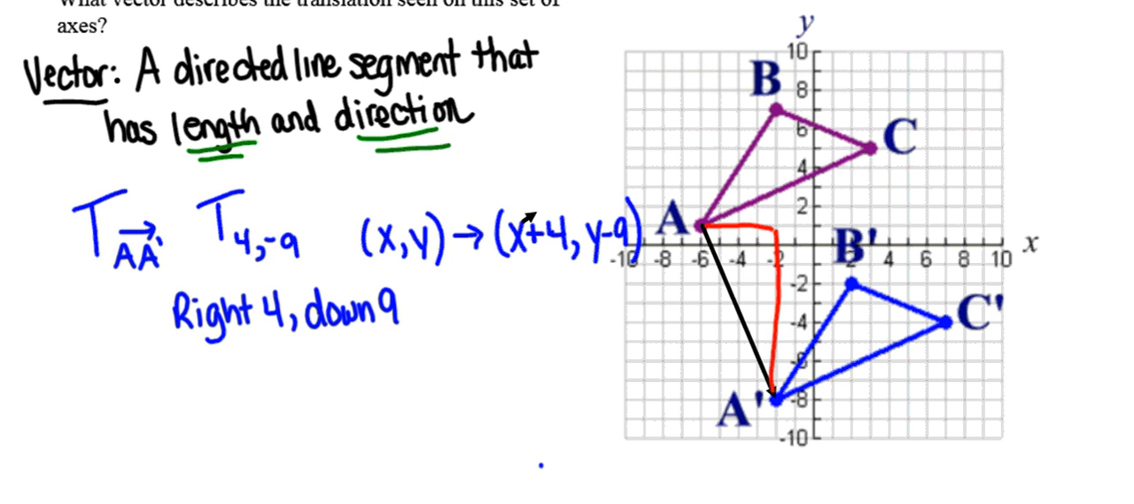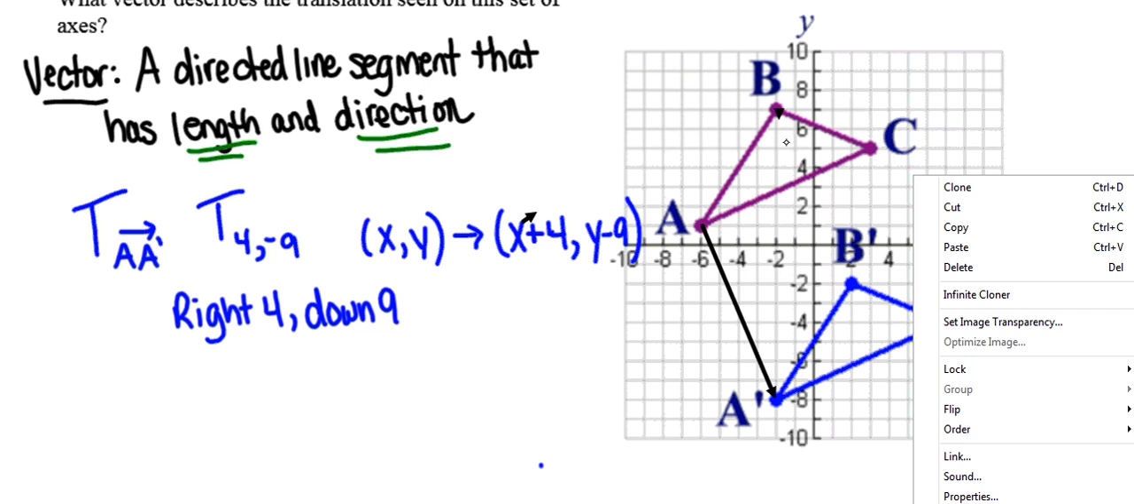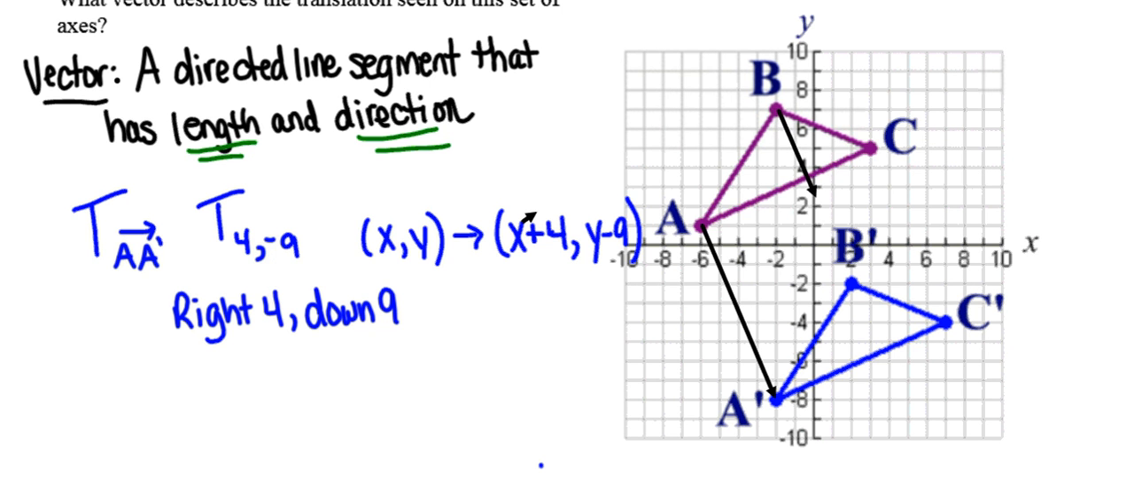One thing that I do want you to notice in the picture is that if we draw in the vector that maps point B to point B', and we take a closer look at it, we notice that it also will shift each point 4 units to the right and 9 units down. And similarly, if we look at the vector that will map point C onto point C', we notice that this one too shifts each point 4 units to the right, 9 units down.